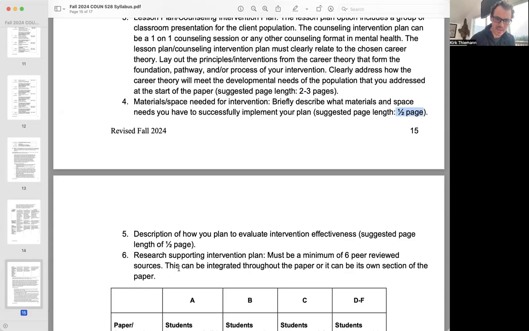And then the last piece is that you need research that supports the intervention plan. So there must be, as it says there, a minimum of 6 peer-reviewed sources. And you can have this as its own section, as it says there. Some students just at the very end talk about, okay, here are articles that support this intervention plan from the theory base of how I chose to implement it with this specific group or this specific demographic. Or the references can just be highlighted throughout the paper. I recommend that one because it makes sense that you're citing your sources as you're going, and if there's something about the effectiveness or about the career theory that's supporting your intervention, you can just put that in that section. But it's ultimately up to you.